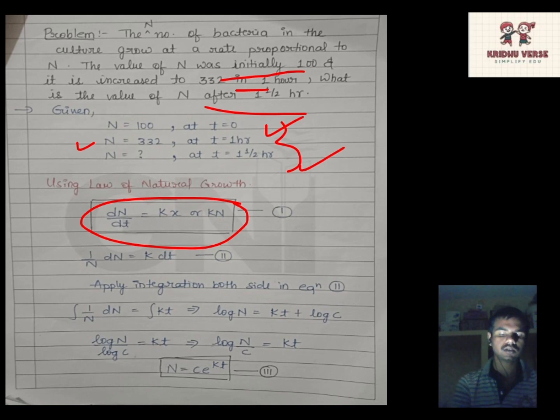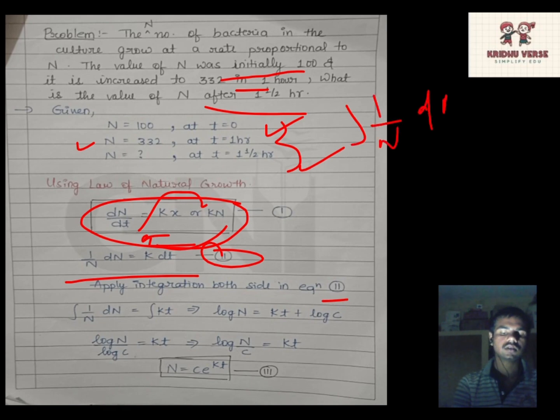Now what we are doing, we shift n to the dn/dt side, and we shift dt to the other side. So here we get (1/n) dn = k dt, which we take as equation number 2. Now firstly we apply integration on both sides of equation number 2. So now we know the integral of 1/n with respect to dn is what? Log n.